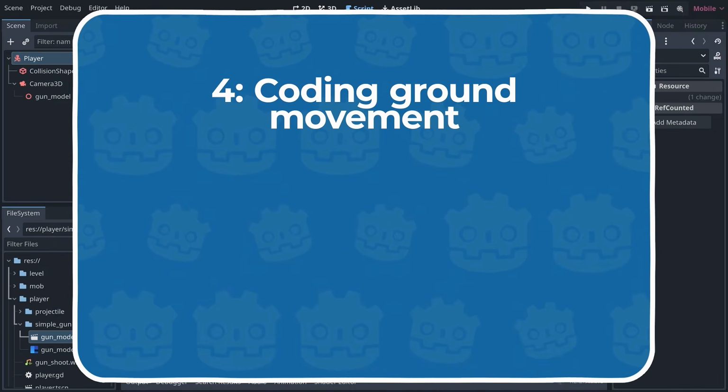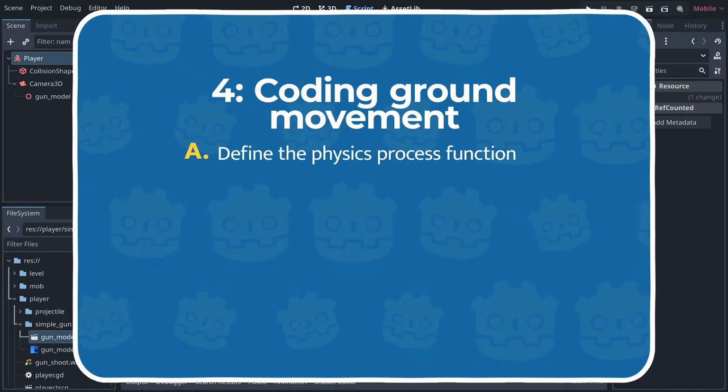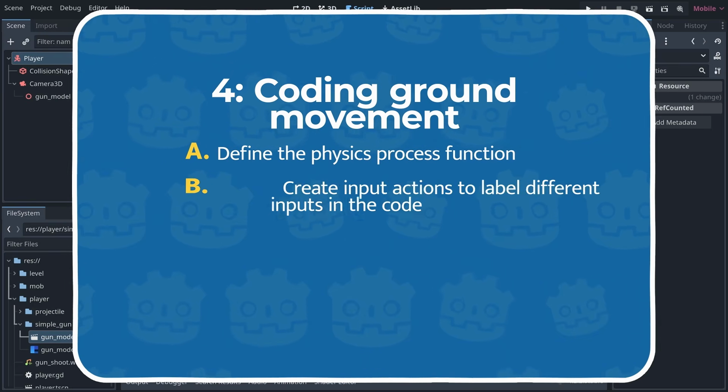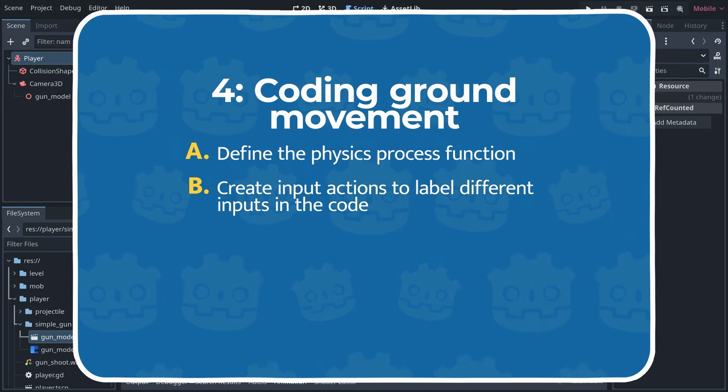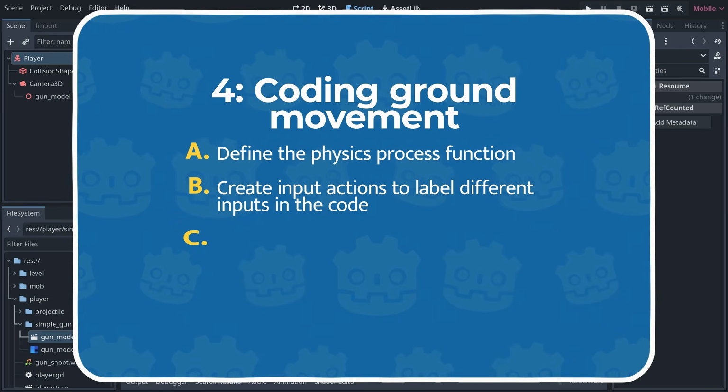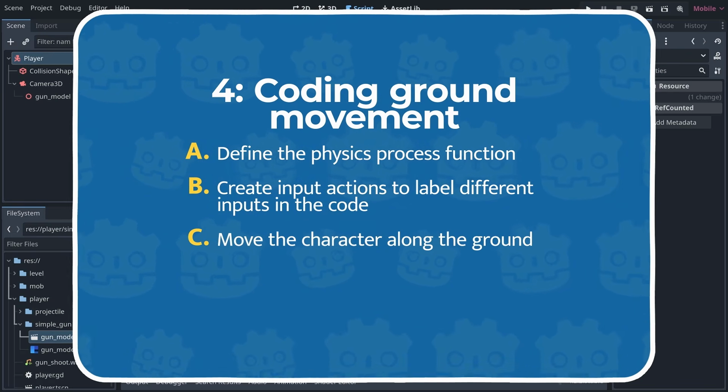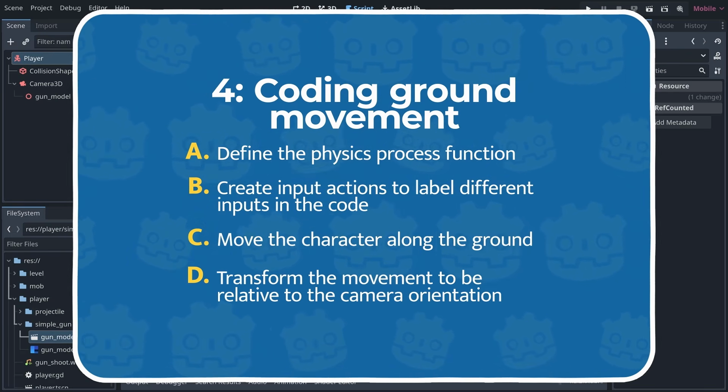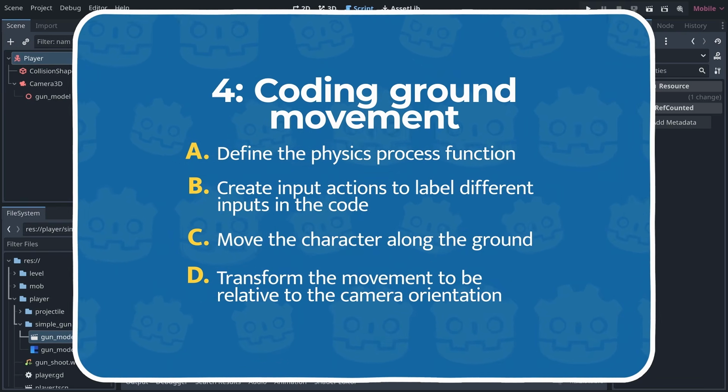Let's now code the ground movement. We will first define the physics process function, then we will create input actions to label different inputs in the code, we will move the character along the ground, and finally we'll transform the movement to be relative to the camera orientation.